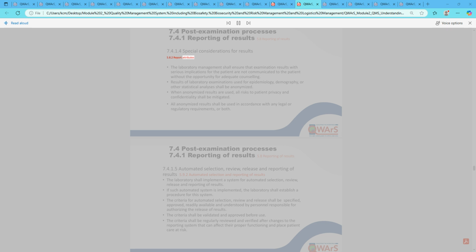5.8.2 Report attributes. The laboratory management shall ensure that examination results with serious implications for the patient are not communicated to the patient without the opportunity for adequate counseling. Results of laboratory examinations used for epidemiology, demography, or other statistical analyses shall be anonymized. When anonymized results are used, all risks to patient privacy and confidentiality shall be mitigated. All anonymized results shall be used in accordance with any legal or regulatory requirements or both.